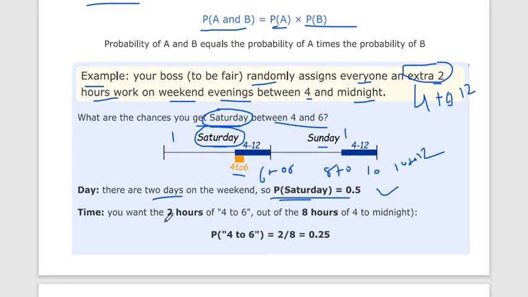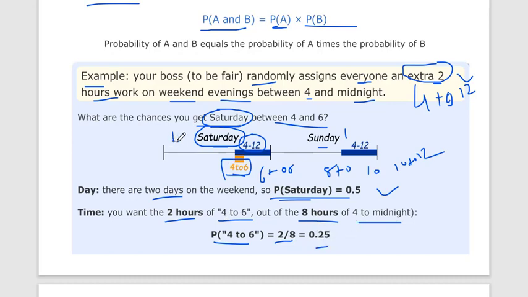Now timing, you want the 2 hours of 4 to 6 out of the 8 hours from 4 to midnight. 4 to 12 means 8 hours. You have to get the 2 extra hours. So the probability of 4 to 6 on Saturday is 2 by 8. There are 2 hours and a total of 8 hours, so 0.25.